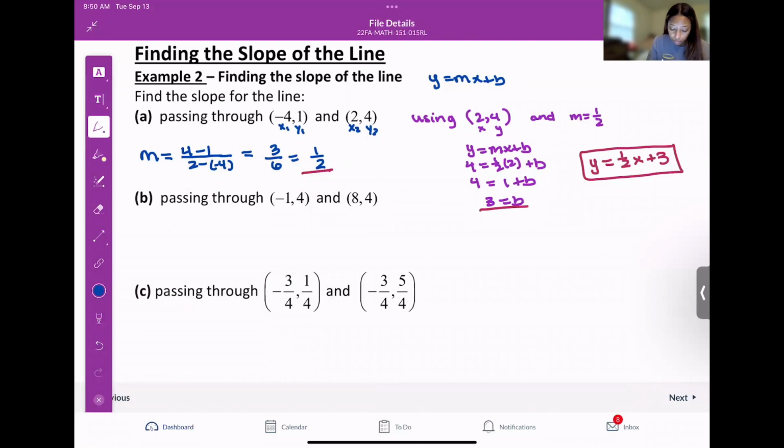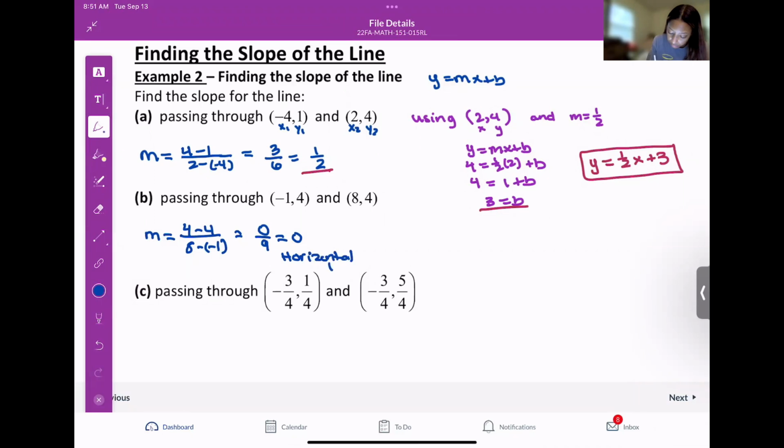So for our first step, we would be calculating the slope. Remember, for the slope, it's y2 minus y1 over x2 minus x1. Notice here that both of the y values are the same. So if we subtract them, 4 minus 4, we just end up with 0 in the numerator. The denominator is 8 minus -1. So we get 0 over 9, which is a slope of 0, okay? If we have a slope of 0, this tells us that we have a horizontal line.